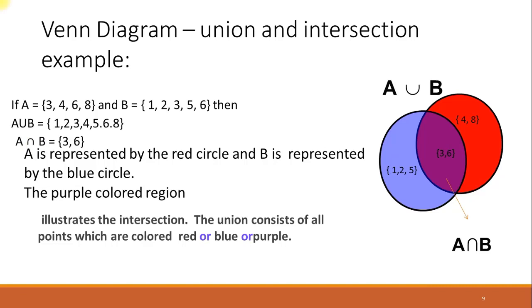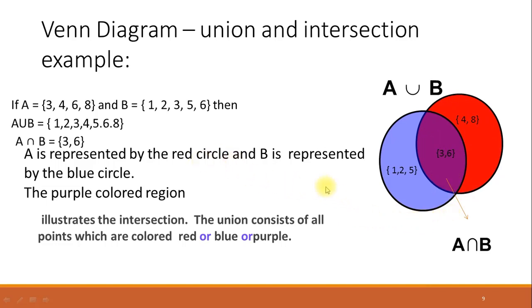Now, how to represent this union of two sets and intersection of these two sets by Venn diagram. First of all, represent set A by a circle, and here A is represented by a red circle and B is represented by the blue circle. This is set B and this is set A, and this purple area represents the intersection of these two sets.